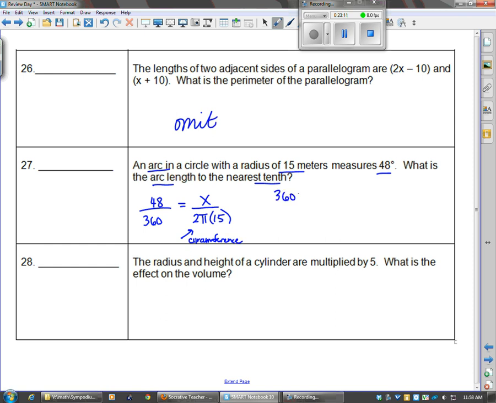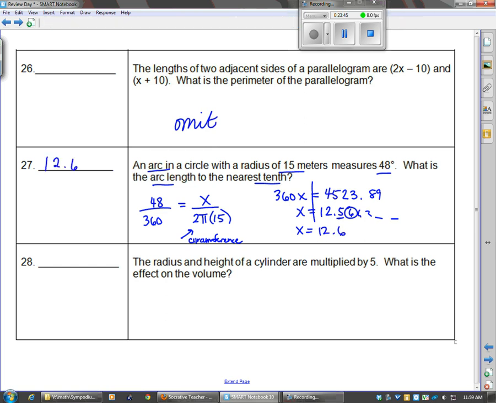So I get 360x equals, on my calculator, I am typing right now 48 times 2 times pi times 15. And I get 4523.89. I'm going to divide that by 360 while it's still sitting on my calculator. And I get x equals 12.5663, okay, to the nearest tenth. I'm going to have to round up, so I get 12.6 meters.